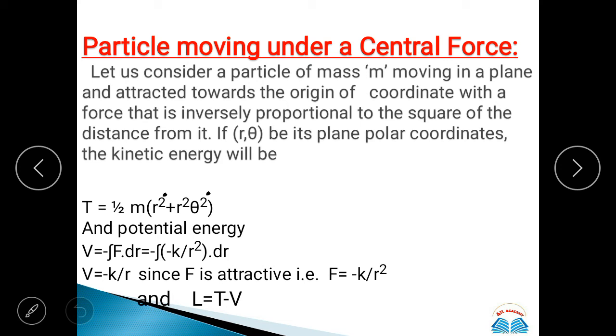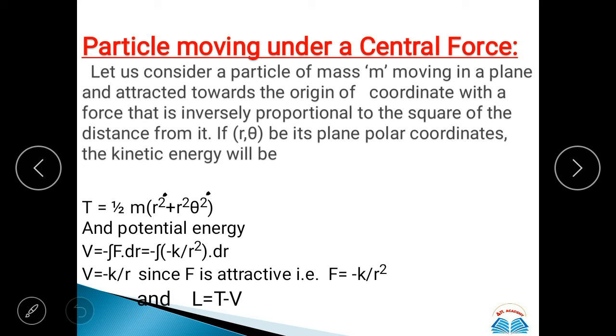Let's consider a particle of mass m moving in a plane and attracted towards the origin of coordinates with a force that is inversely proportional to the square of the distance from it. If r, theta be its plane polar coordinates, the kinetic energy will be in terms of r and theta. First of all, let's understand this example thoroughly.